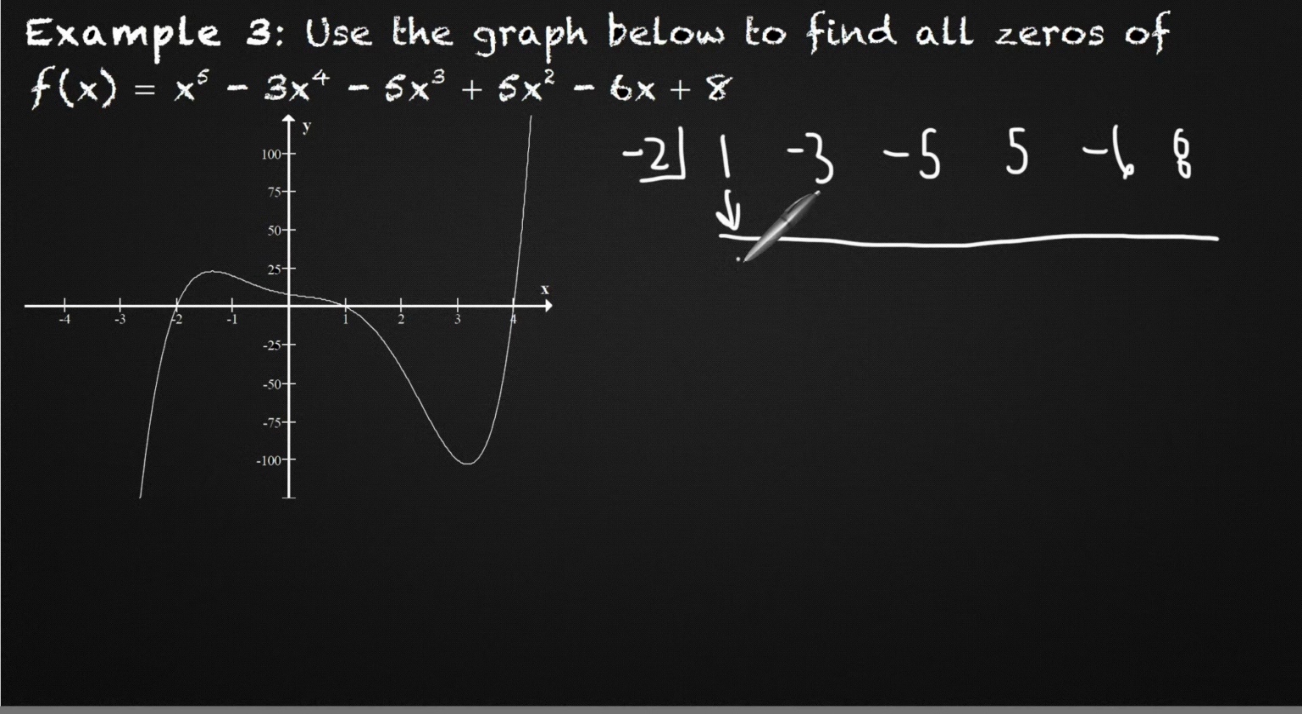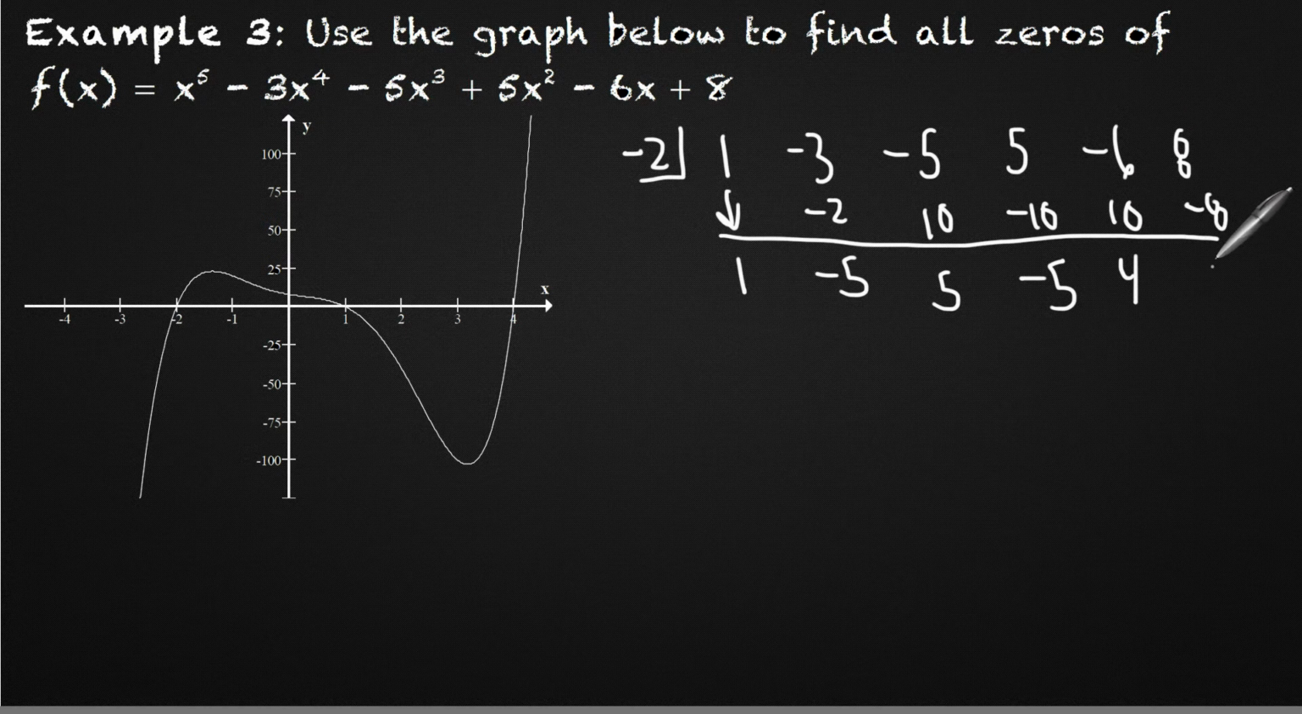So we're going to bring down the 1, multiply, negative 2, add, negative 5, multiply, positive 10, add, 5, multiply, negative 10, add, negative 5, multiply, that's going to be positive 10, add, that's 4, multiply, that's negative 8. 0 is our remainder, so we know we did it right.